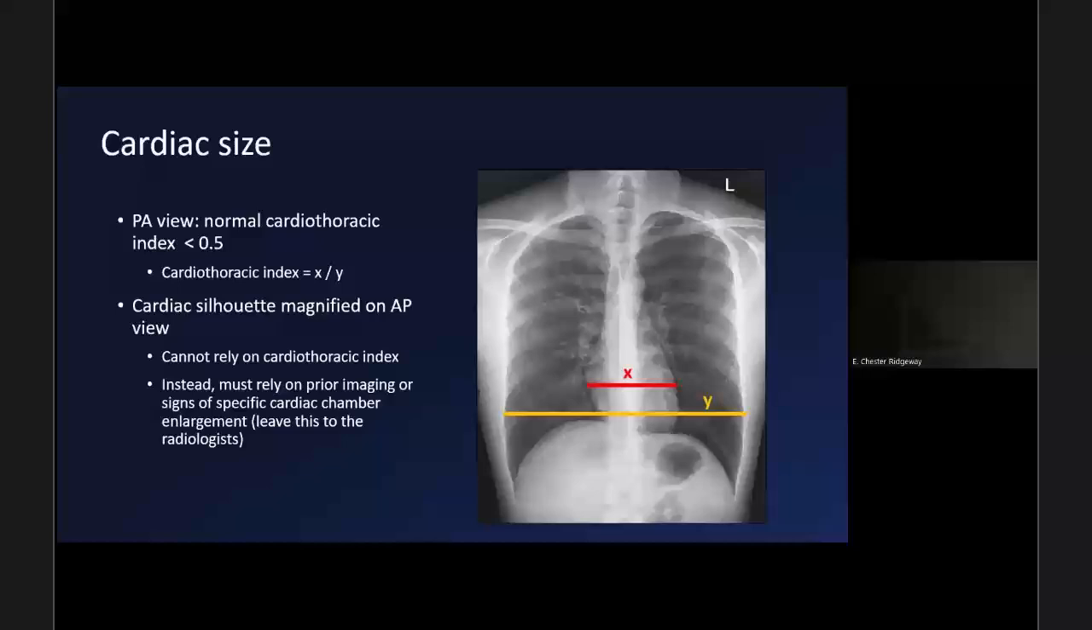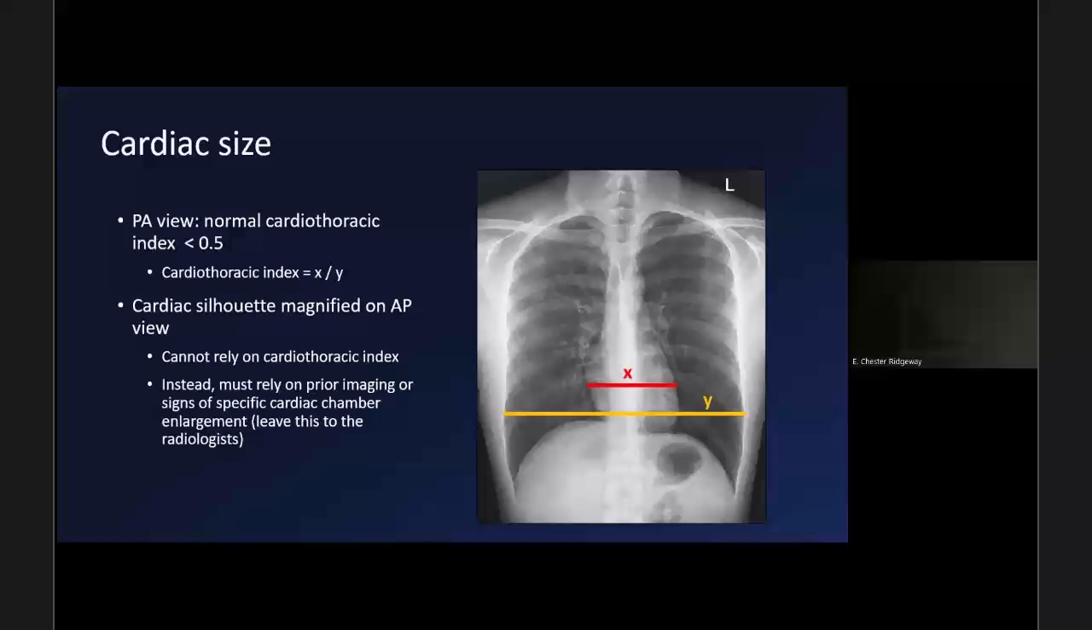All right, cardiac size. So on a PA view, which is the one that you guys are going to see, we're going to use something called the cardiothoracic index to help you decide if the heart you're looking at is normal size. Basically, you're going to take the maximum horizontal length of the heart and divide that by the maximum horizontal length of the chest cavity. That's from pleura to pleura or ribcage to ribcage, whatever you want to remember. Anything normal is less than 0.5.